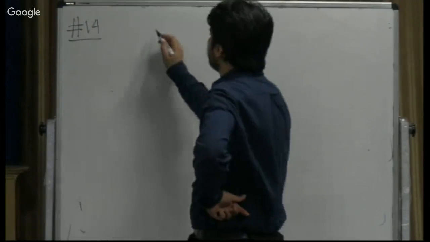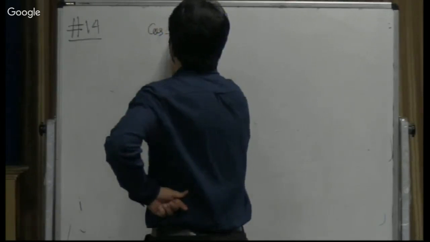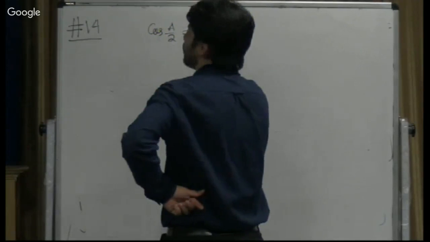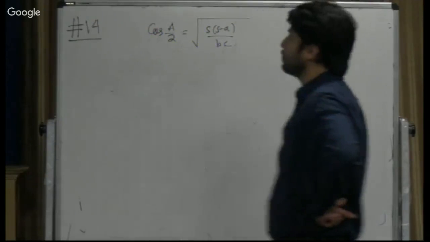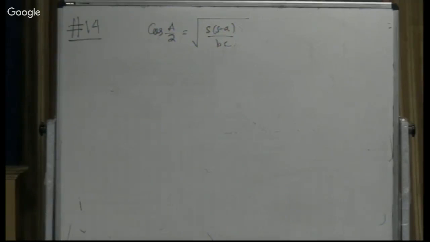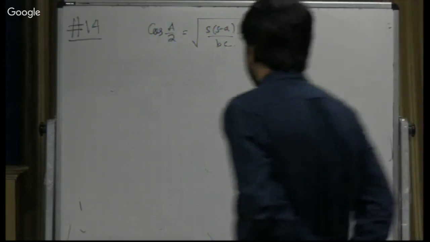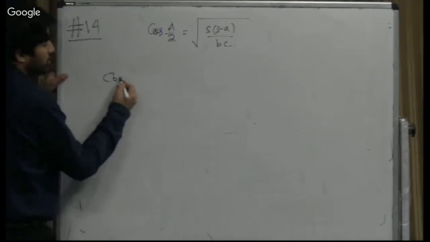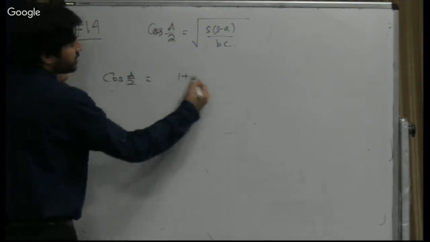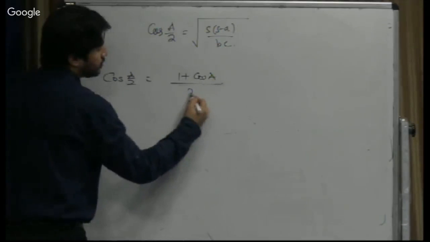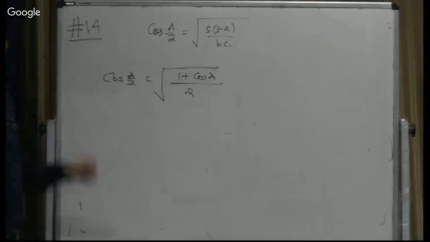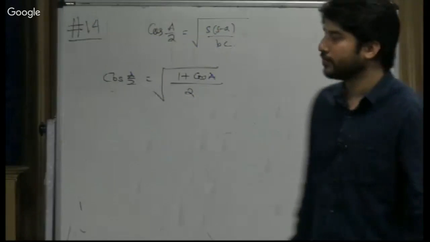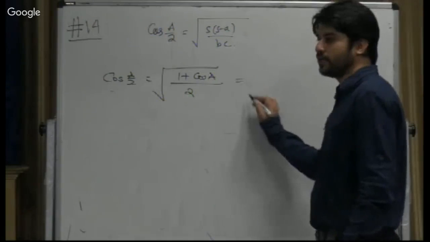Now you have property 14. It's also one of the most important properties. Now it says cos A by 2 is equal to under root of S into S minus A by BC. Now, how to go for it? Any idea? From the cos 2 theta identity, I can say cos A by 2 is nothing but 1 plus... right, this will be it. Now what is cos A?